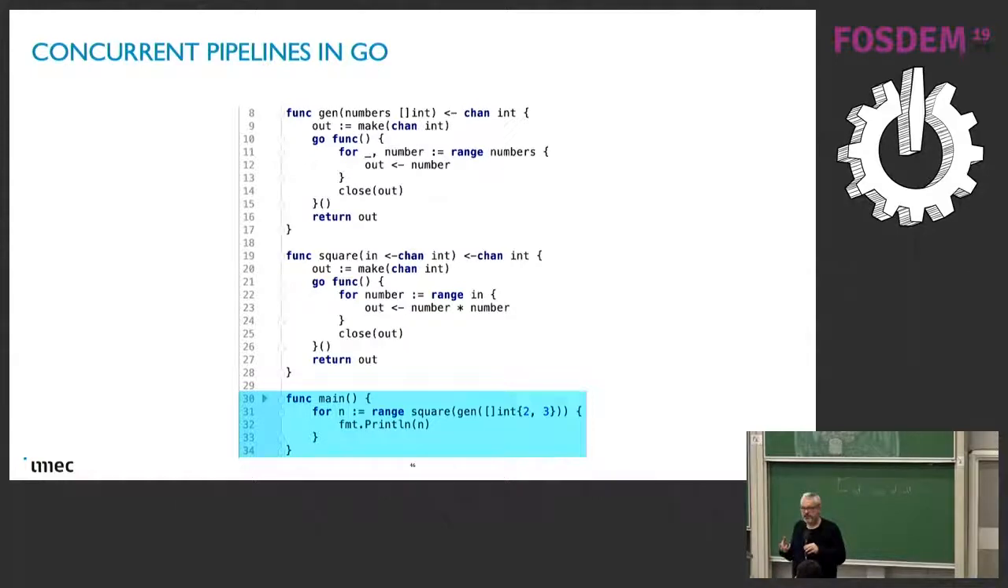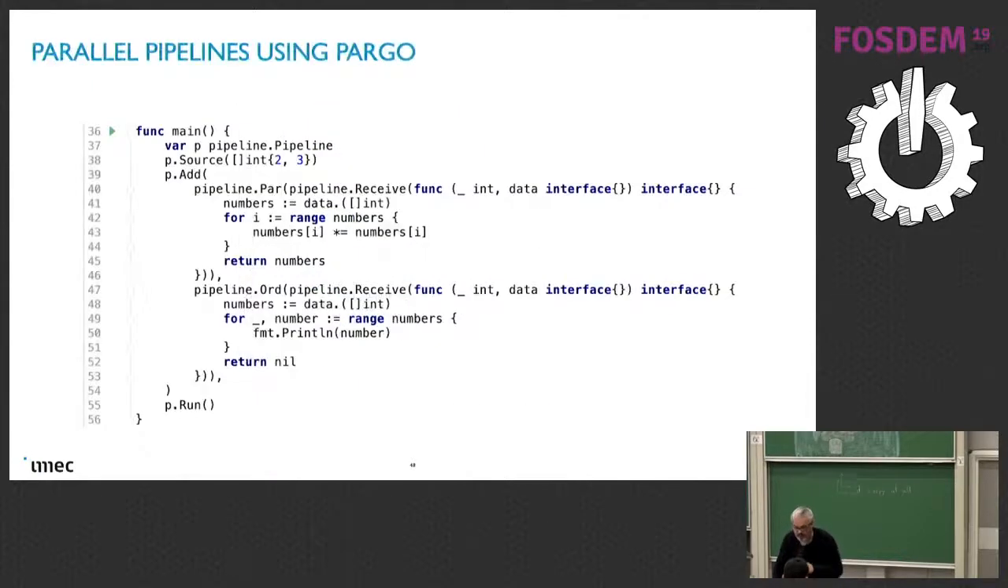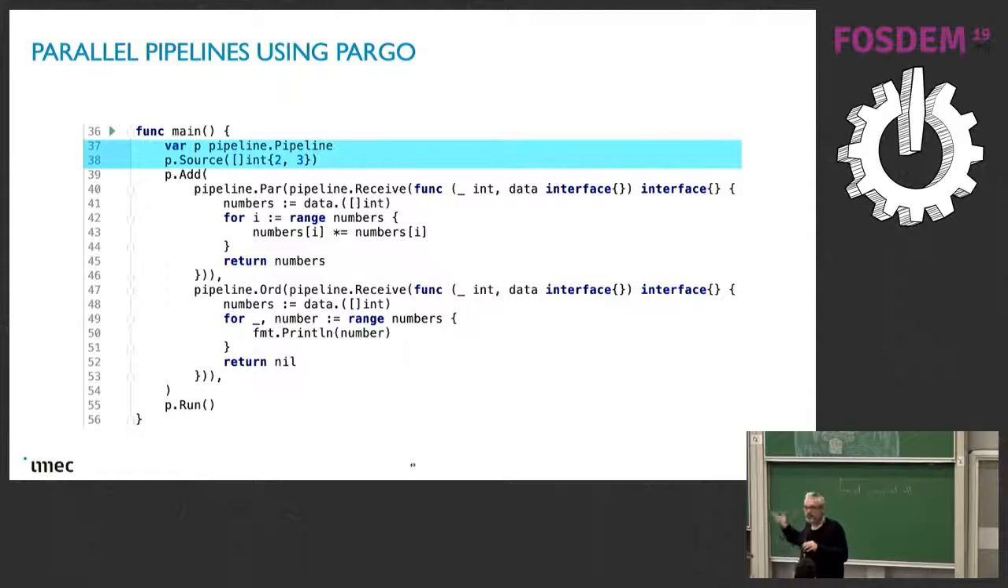But from a parallel perspective, it is quite likely that this is the only pipeline, and then you want to distribute the work differently. So here is a pipeline in Pargo. In Pargo, a pipeline is a data structure. The null value can already be used. We give it a source. In this case, it's a silly source. It's a slice of two numbers.